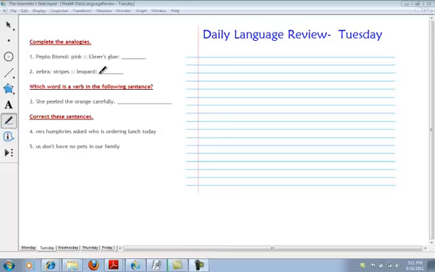Let's look at the daily language review for Tuesday. The first section says complete the analogies. Now when we have an analogy, we see a colon, which separates the first two words that are being compared, and then you'll see two colons, which show that this is another analogy. So we're going to complete this analogy to show that these two are related the same way that these two words are related. This is how you would read it.